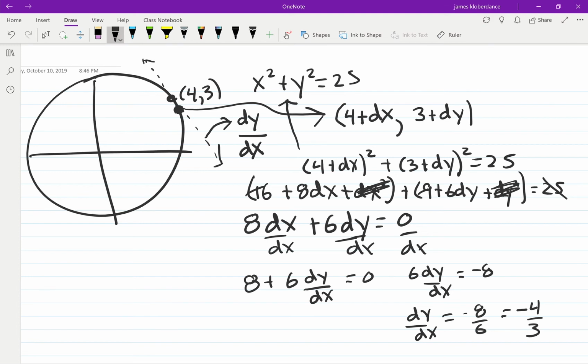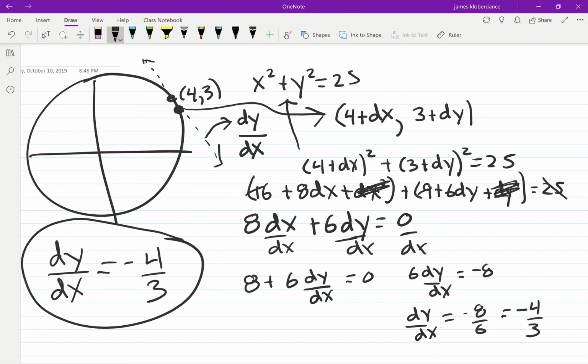So the slope of that point, again, here's the notation that I'm using, the standard notation, is negative 4/3. So that's it for this one. Hopefully that made sense.